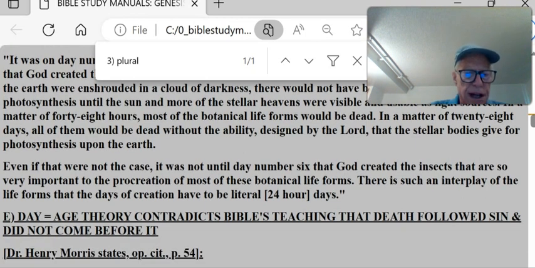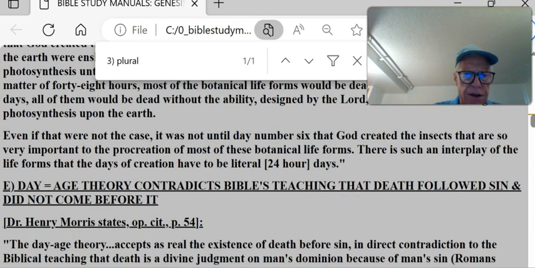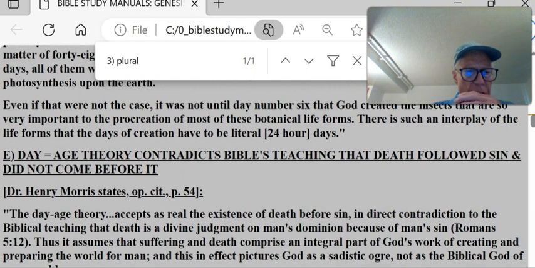Even if that were not the case, it was not until day number 6 that God created the insects that are so very important to the procreation of most of these botanical life forms. There is such an interplay of the life forms that the days of creation have to be literal 24-hour days. E. Day equals age theory contradicts Bible's teaching that death followed sin and did not come before it. Right?